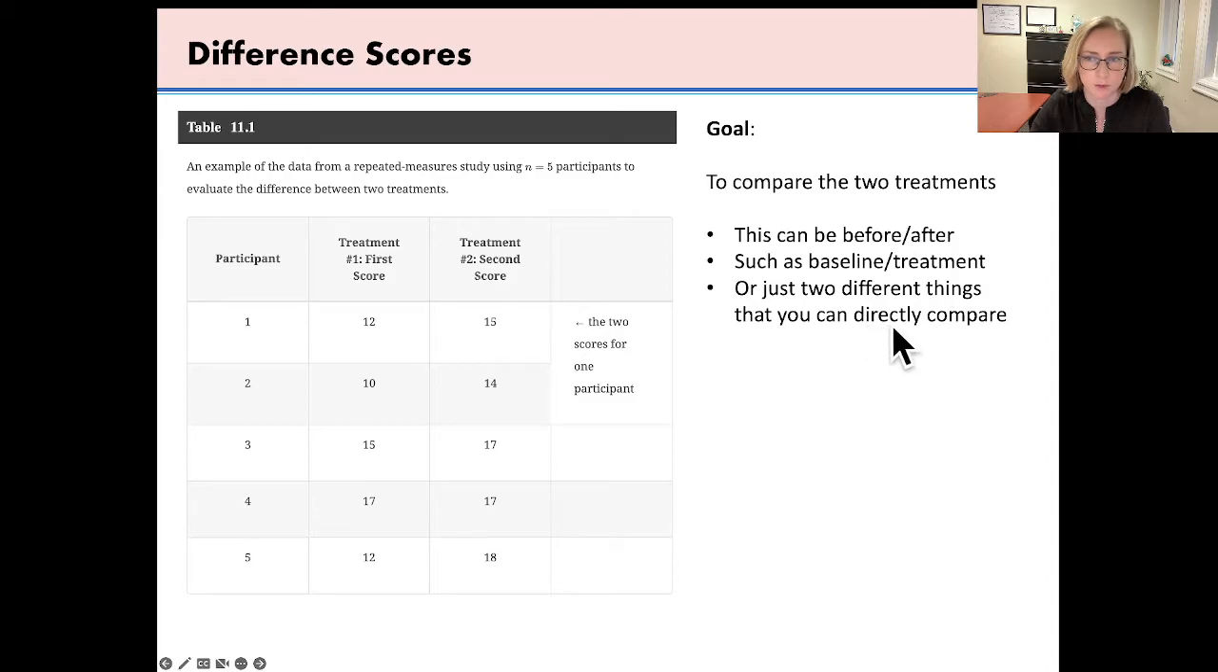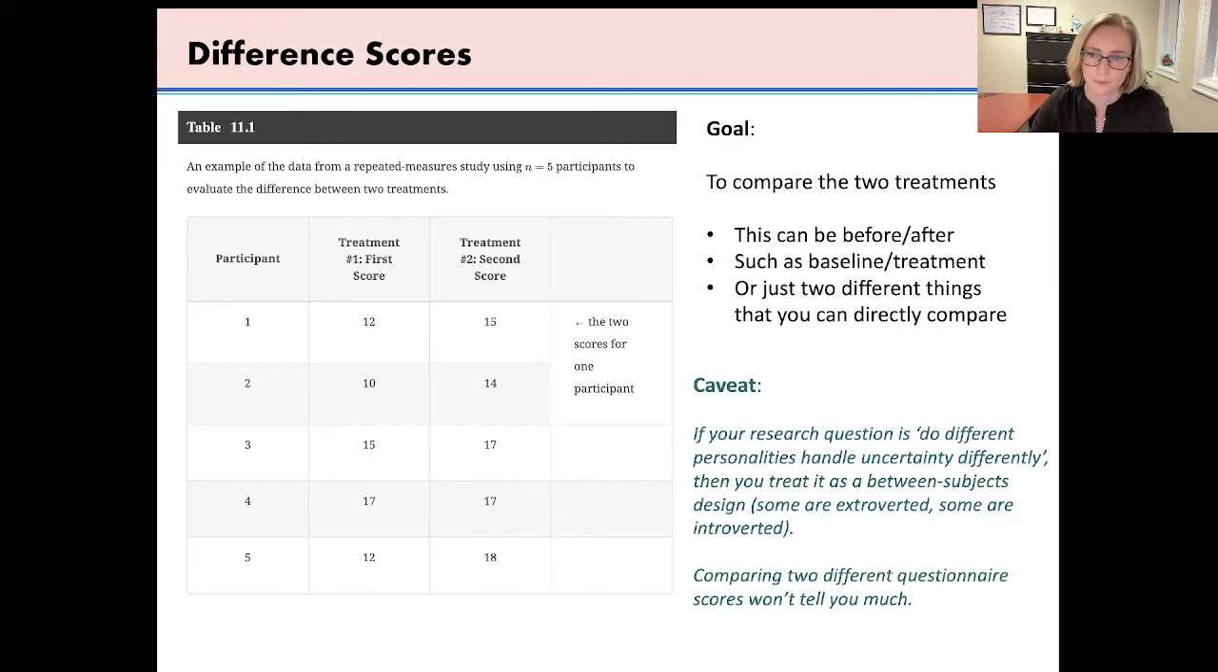It is important here to directly compare. It has to be numbers that you're taking a difference from that makes sense. So a lot of you are doing the research project of do different personalities handle uncertainty differently, right? So here, this is not something that you can treat as a within subjects design, right? Even though everyone is going through the same treatment, meaning you're giving them a personality questionnaire, you're giving them an uncertainty questionnaire.